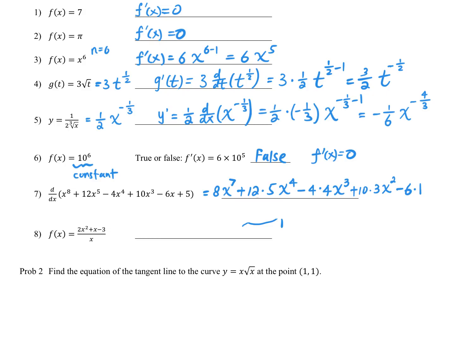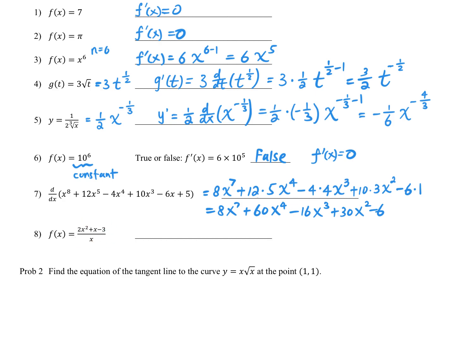After that, we should simplify. So therefore, this is equal to 8x to the 7 plus 60x to the 4th minus 16x cubed plus 30x squared minus 6. The next question is a rational function here.